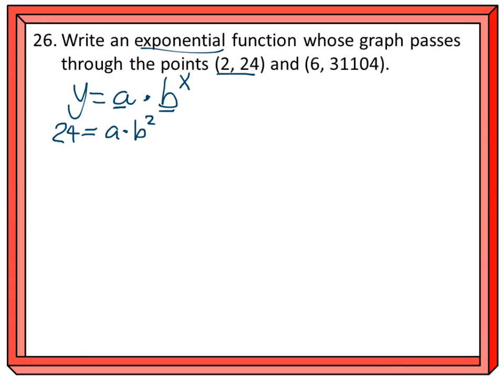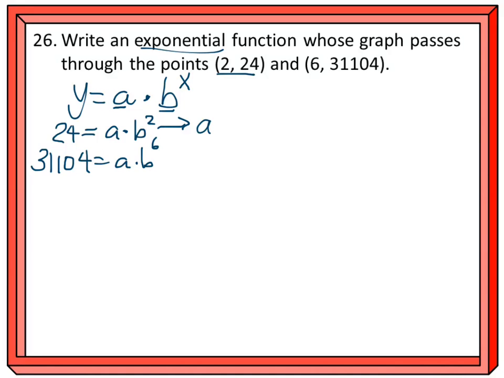And then on the second equation, I have 31,104 is equal to a times b to the 6 power. So the simplest thing to do here is to take the less complex equation, which is going to be that first one, and solve it for a. a is being multiplied times b squared, so I'm going to divide both sides by b squared to get rid of it.